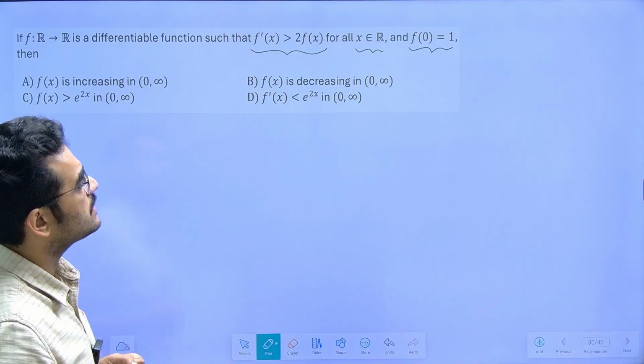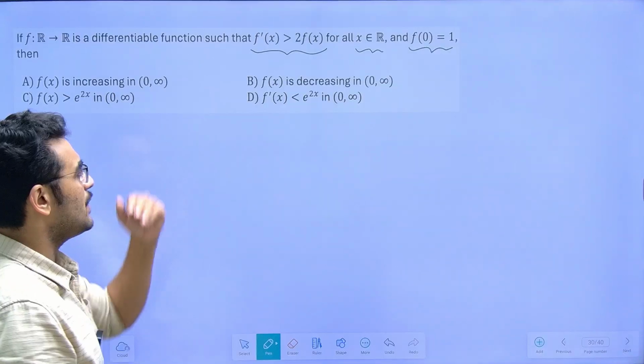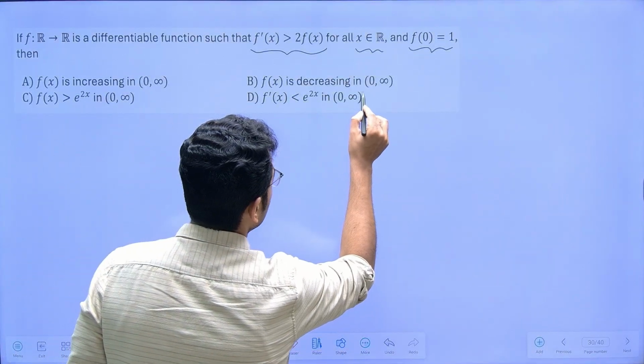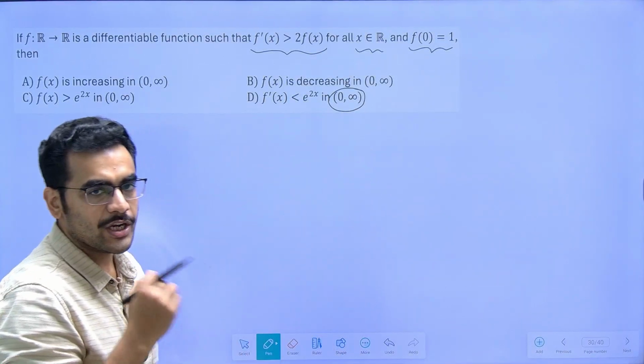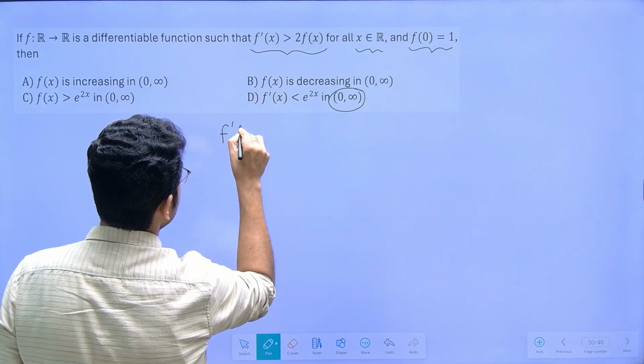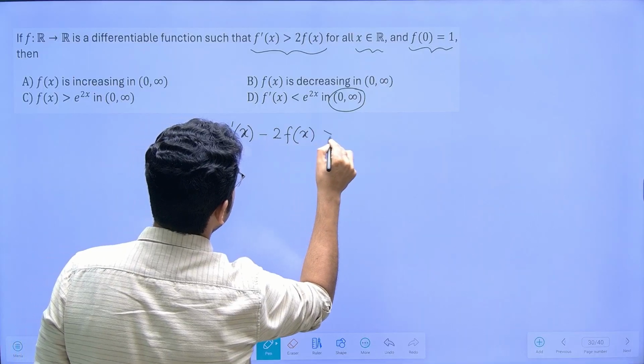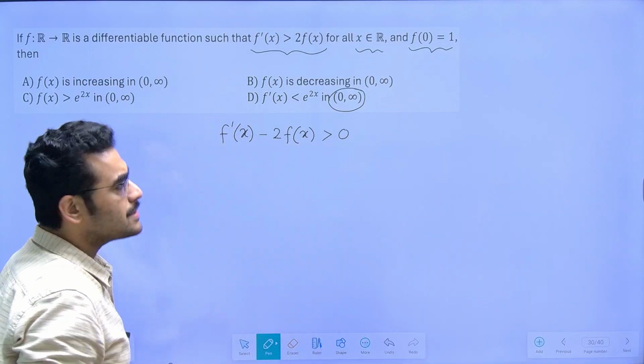f(x) is increasing in (0, infinity), f(x) is decreasing in (0, infinity), and we have the other options. So within 0 to infinity, we need to check the options. Now this is a differential inequation. See, f'(x) minus 2f(x) is greater than 0. We can write the equation like this.